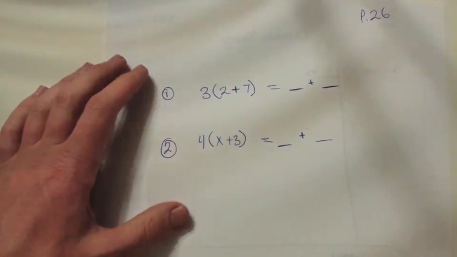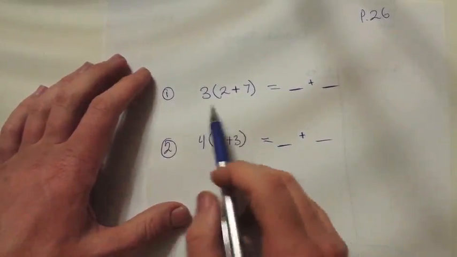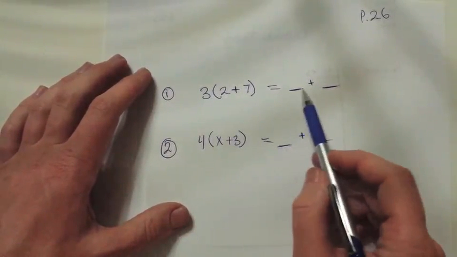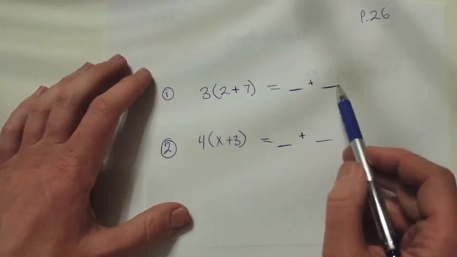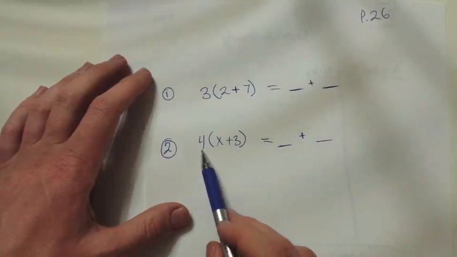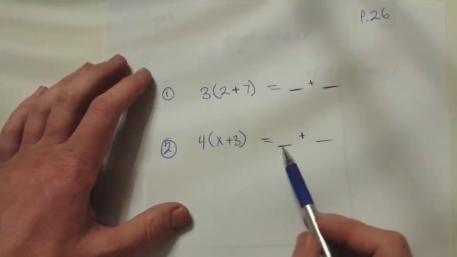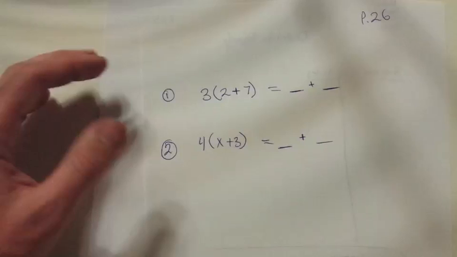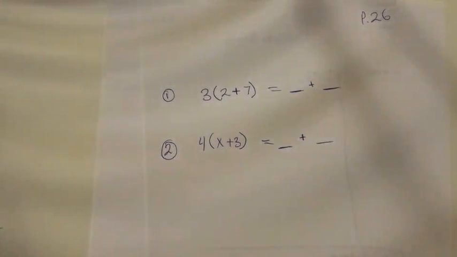Okay, here are problems 1 and 2 for the day. Here I want you to distribute this 3, and you should get something plus something else. Same thing down here. Distribute the 4, you should get something plus something else. So do these, pause the video and do these problems. I'm going to show the answer in 5, 4, 3, 2, 1.